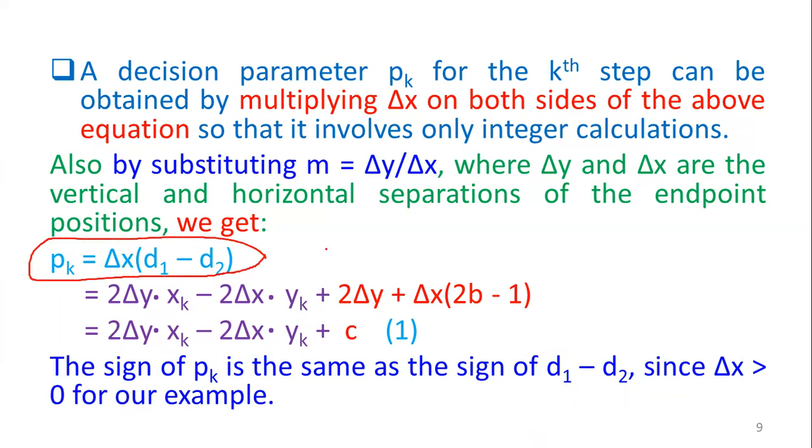Here pk is delta x into d1 minus d2, and delta x is positive, which means pk's sign will depend entirely on d1 minus d2. If d1 minus d2 is negative, then pk will also be negative. If d1 minus d2 is positive, pk will also be positive, because delta x is anyway positive. So my point is that the sign of pk depends on the sign of d1 minus d2, and pk, which is delta x into d1 minus d2, is a good decision parameter.